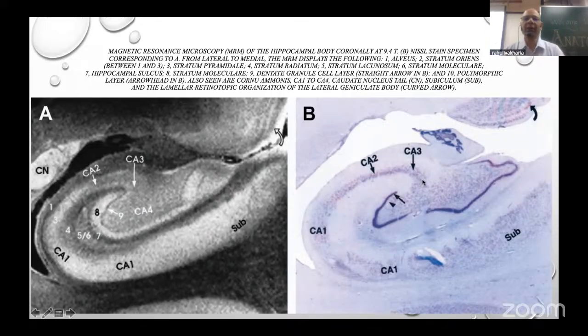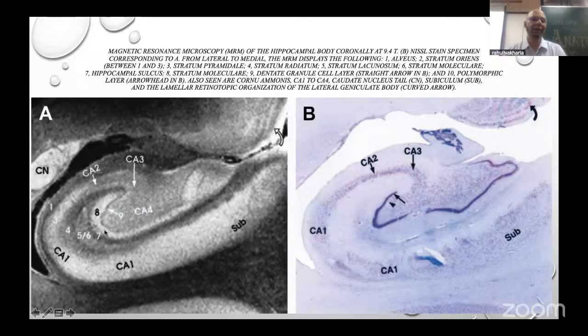And on the right hand side, this is a Nissl stain specimen, right? So again, coming to the subiculum part, the CA1 continuing here arches laterally like this. CA1, all the way up till here, this is CA2, then CA3 and CA4. The CA4 and the dentate nucleus are a good number of times not seen separately from it.